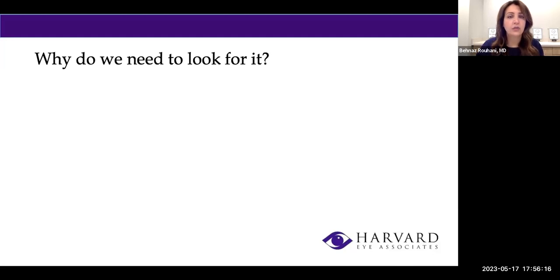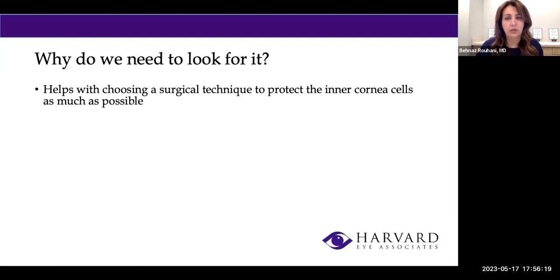Why do we need to look for it? Again, I briefly went over it already. This helps with choosing a surgical technique to protect the inner cornea or endothelial cells as much as possible. So we do a few things here and there, a little bit more. And we make sure that we don't stay in the eye long enough, because the more we stay in the eye while doing the cataract surgery, or if the cataract is so dense, it could potentially put those cells at risk of decompensation or further cornea swelling after surgery that cannot recover.